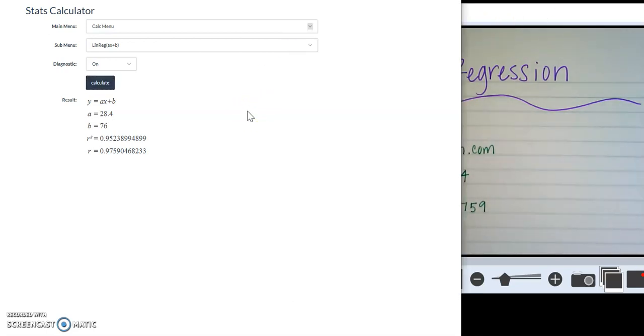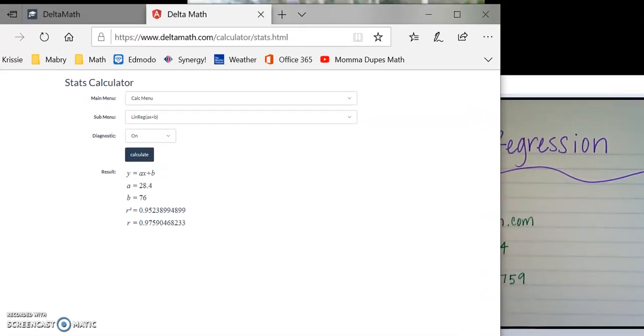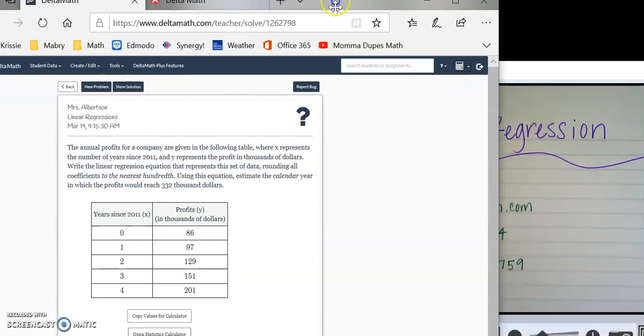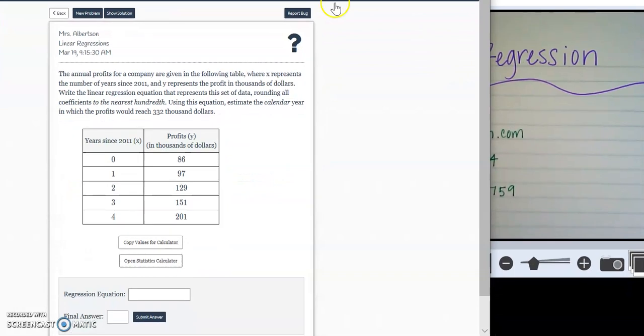I'm going to return back over here, and I am done with this. I need to move my camera up here for a second. We're going to go back to DeltaMath. If I click on this tab, if yours is set to open in a new tab, then my data is still there. I'm going to click back over here and then move this back down so you can see what we want to see. So the equation is y equals, and I'm just typing this in using my keyboard, 28.4x plus 76. So there's our equation.